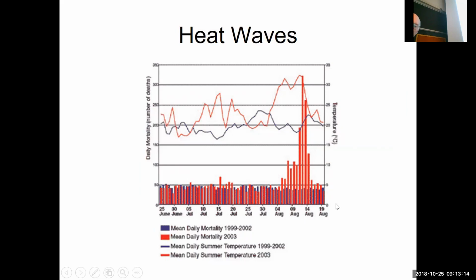And I don't know how well you can see it. It goes from 0 Celsius to 35 Celsius. So 30 Celsius is in the upper 80s Fahrenheit. And temperature is portrayed by these lines. So the blue line shows the mean daily summer temperature between 1999 and 2002. So it's hovering around 20 Celsius, which is roughly 68 Fahrenheit. Okay, so that's pretty moderate.